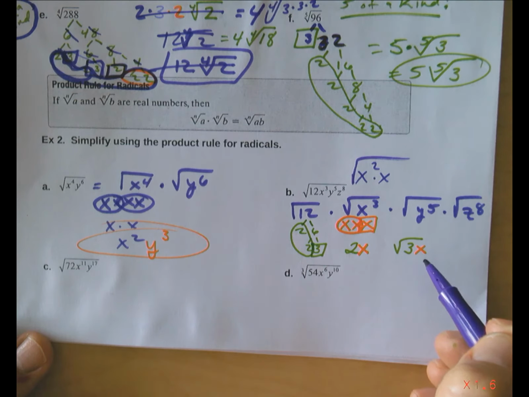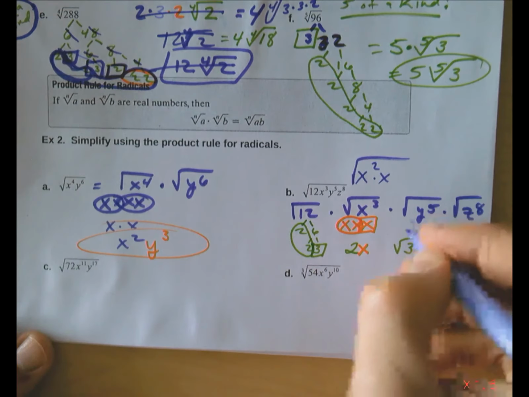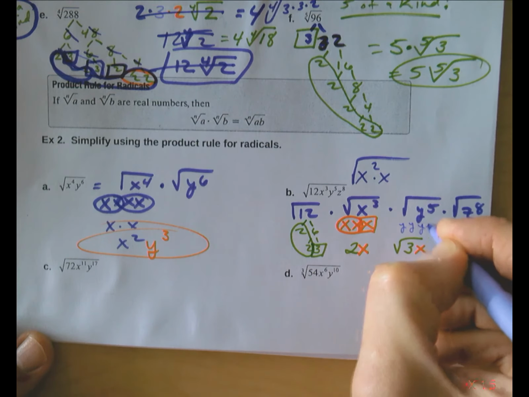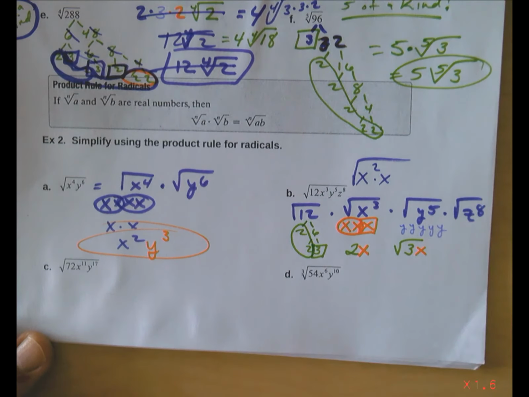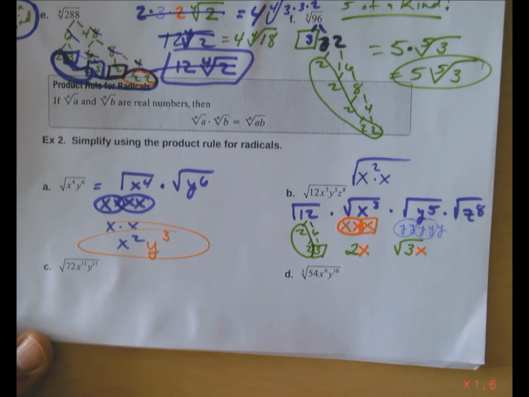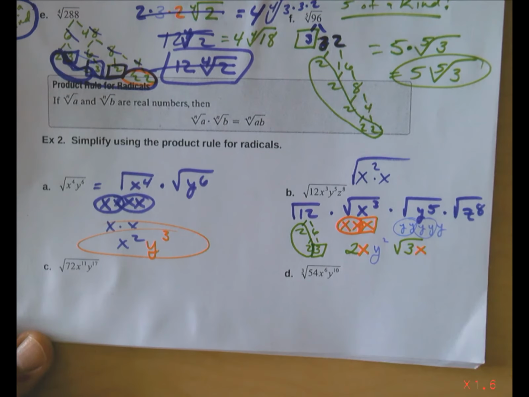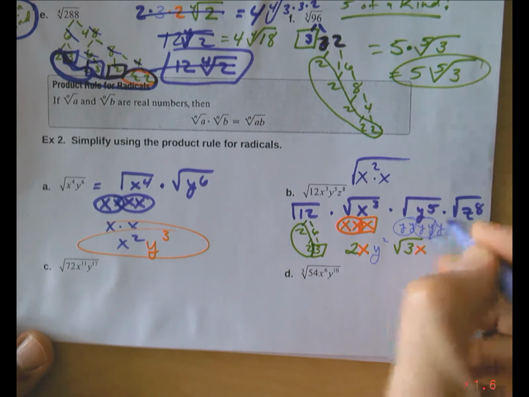Okay. So same idea with this y to the 5th. If you want to, you can write out all these y's. I got 1 pair, I got 2 pairs. That's y times y, or y squared. And then, oh, this guy's left on the inside.